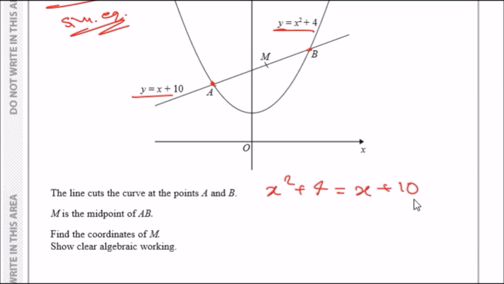So rewrite as a quadratic, subtract x plus 10 across. You're going to get x squared minus x, 4 take away 10 is minus 6, equals 0. Now we just need to factorize and find the values of x.